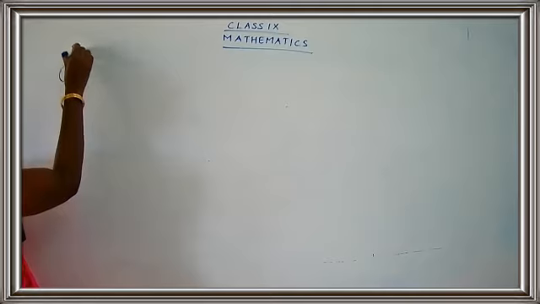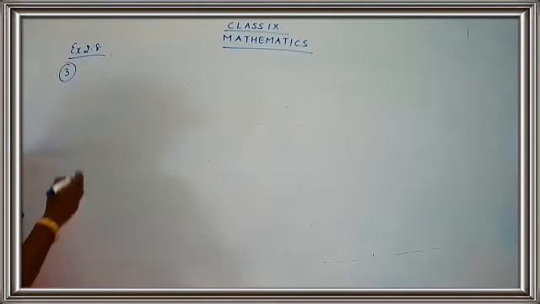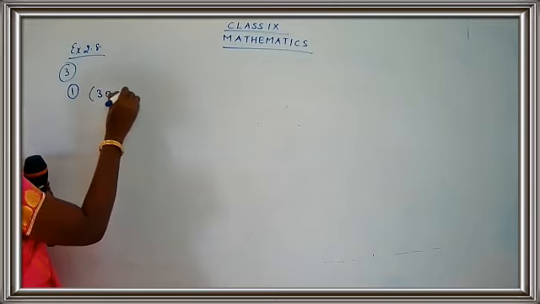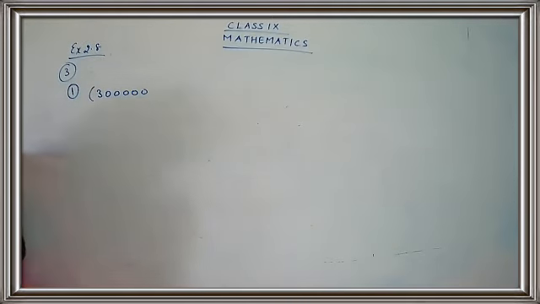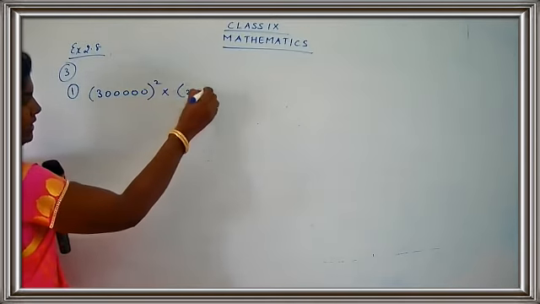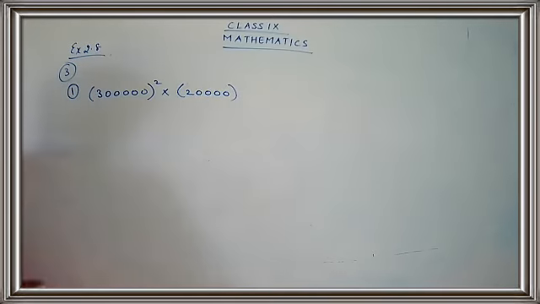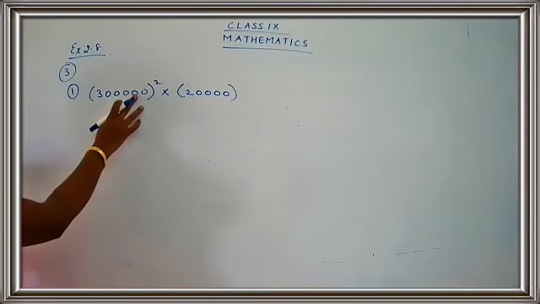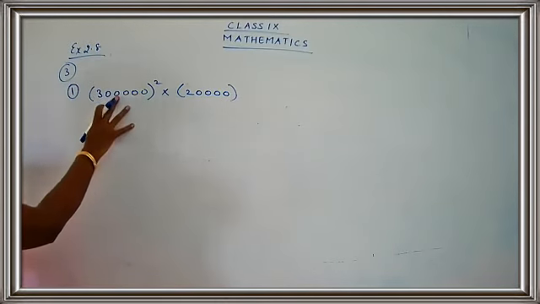Question number 3. It's exercise 2.8, sum number 3, the first subpart. Three lakh square into 20,000. So ones, tens, hundreds, thousand, 10,000, lakh. 3 lakh square, and 20,000 raised to 4. So you are going to represent these numbers in the form of scientific notation. Very simple. We are just going to use the concept that we have followed in our sum number 1. Okay, children. So let's use the concept and let's find out the answer.